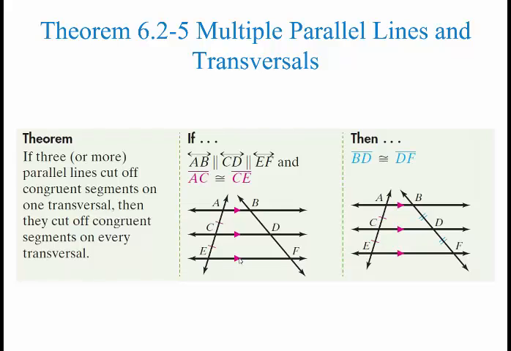All right, one last theorem in this section. This is about multiple parallel lines and transversals. So if three or more parallel lines cut off congruent segments on one transversal, then they cut off congruent segments on every transversal. So if I have AB parallel to CD, which is also parallel to EF, and this transversal is cut such that AC right here is congruent to CE here, then if I take any other transversal, those segments cut by the transversal must also be congruent. So this segment BD is congruent to this segment DF over here.